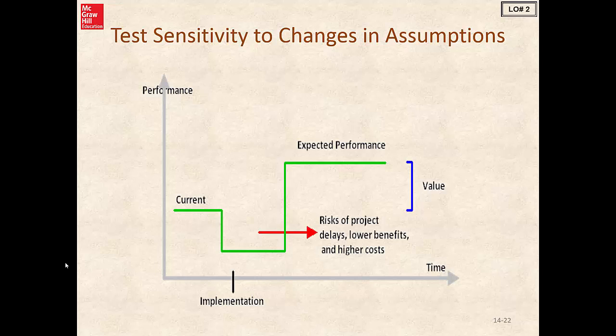Test sensitivity to changes in assumptions. So we have our current system, and we have performance and our timeline for implementation. We have current performance at this level, and we drop off at implementation. Then we have a rise here to expected performance, but we're affected here by the risks of projects, delays, lower benefits, and higher costs, and we have to consider these and try to place a value on our assumptions.